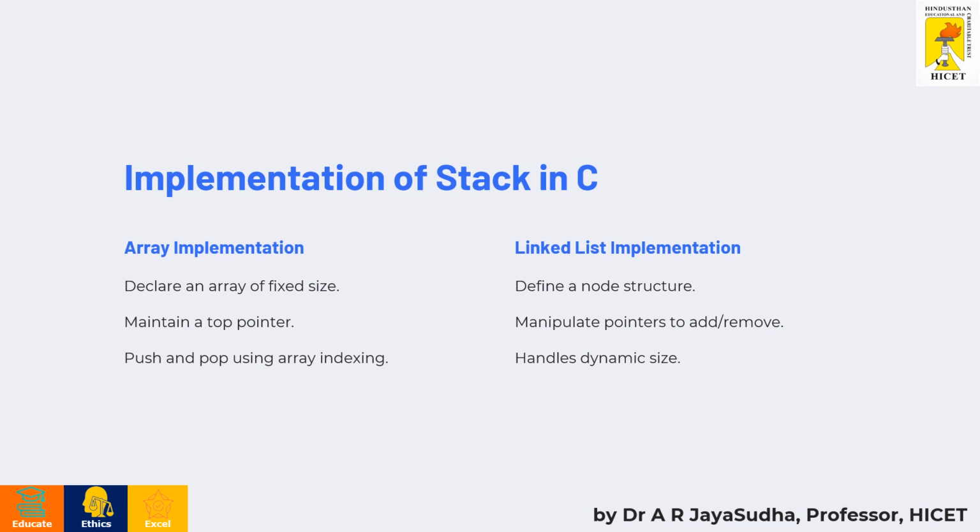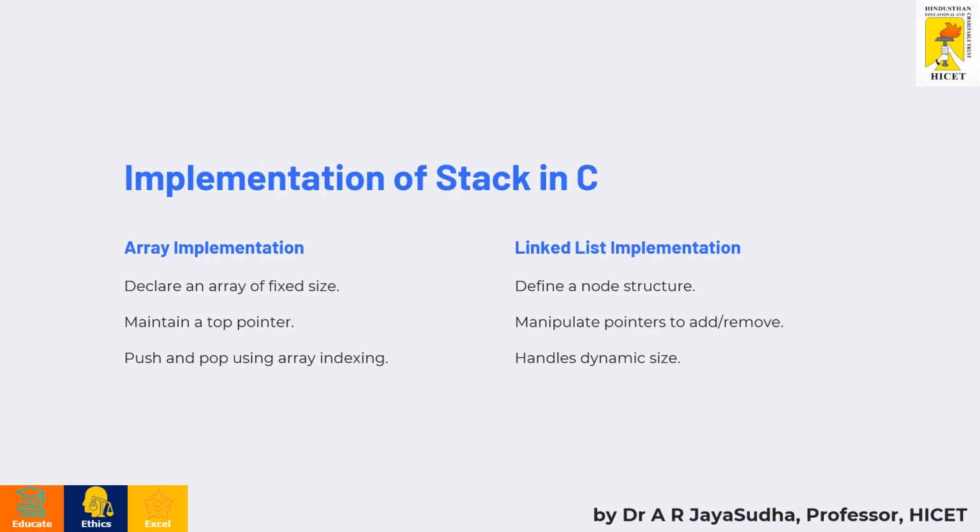Initially, the top pointer is set to -1 to indicate an empty stack. When pushing an element onto the stack, the top pointer is incremented, and the new element is inserted into the array at the position indicated by the top pointer. When popping an element from the stack, the top element is removed from the array and the top pointer is decremented to point to the next element in the stack.